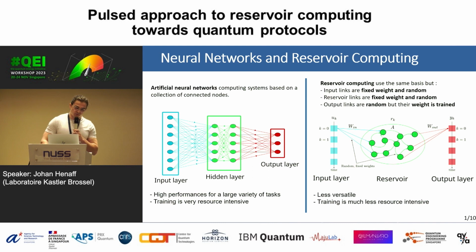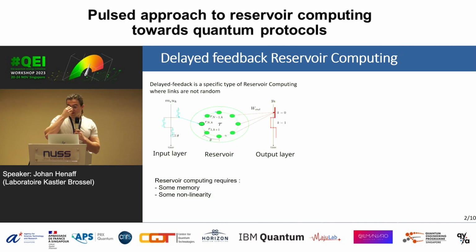In our case, we used a specific type of reservoir computing called delayed feedback reservoir computing. In this setup, you have the same structure as classical reservoir computing. But this time, instead of having random connections of nodes in the reservoir, you have a time-demultiplexed reservoir. And so you end up with this loop-shaped structure. Like in the general setup, you have input data that will be linked to every node in the reservoir, and you only train the links between the nodes of the reservoir and the output.